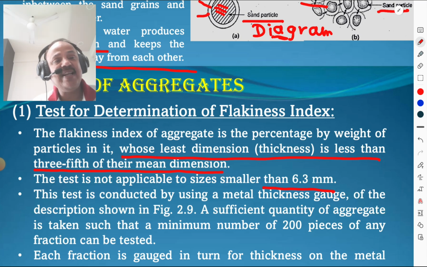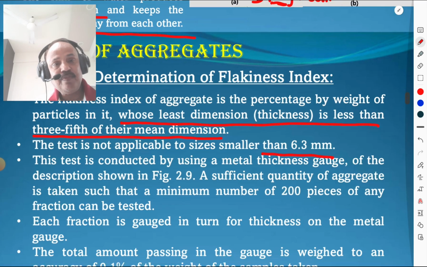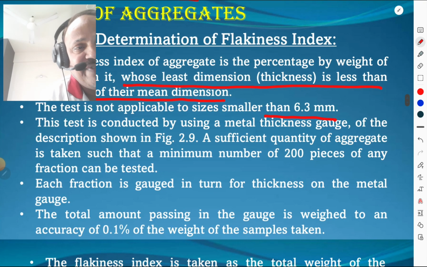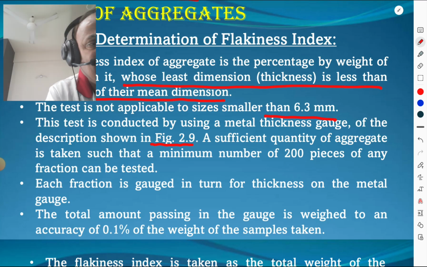The test is not applicable to the sizes smaller than 6.3 mm. This test is conducted by using a metal thickness gauge of the description as shown in figure. मी ती फिगर तुम्हाला दाखवेन. A sufficient quantity of aggregate is taken such that a minimum number of 200 pieces of any fractions can be tested. म्हणजे 200 पीसेस घ्यायला पाहिजे.